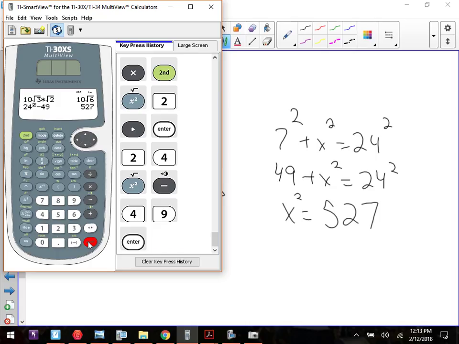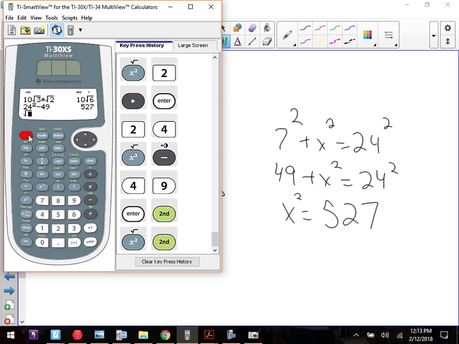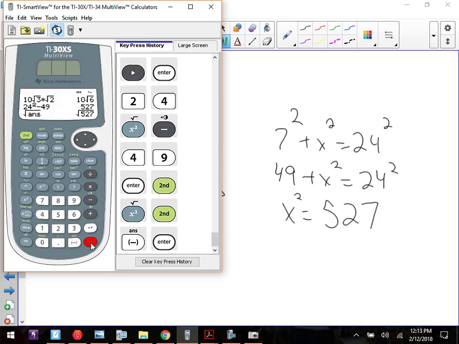And then you just take the square root. Did you guys figure out that using just the answer button, it's pretty easy? Second square root of your answer.